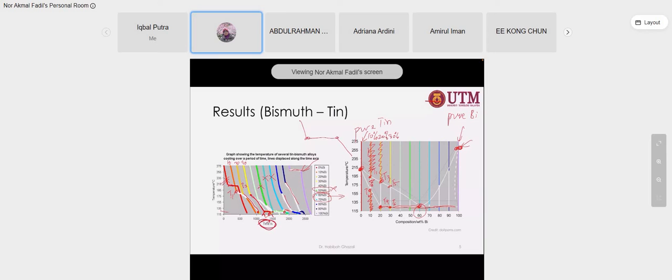So the rest is similar, meaning the other percentages for 40, 50, 60, 70, 80, 90, and 100% of bismuth. For the 60%, you can see a constant temperature. So it will show only one. So what does it mean? Meaning that when the temperature reduces at this constant temperature, it will change from liquid to the two phases below. What is the phase?